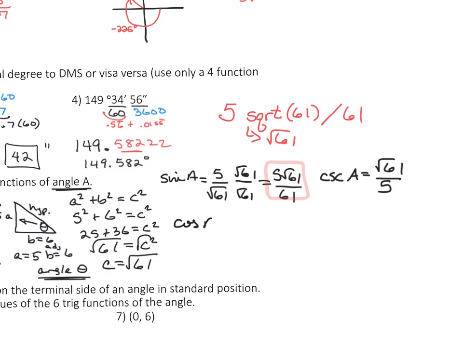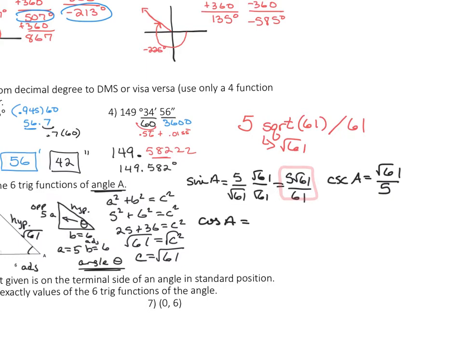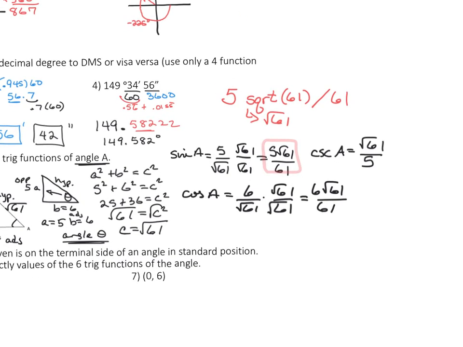For cosine, this one's adjacent over hypotenuse, or if you're memorizing it as x over r, you can do that way as well. So my adjacent is 6. My hypotenuse is still the square root of 61. I need to rationalize again. This simplifies into 6 times square root 61 over 61. The reciprocal is secant. Flip it. So square root 61 over 6.